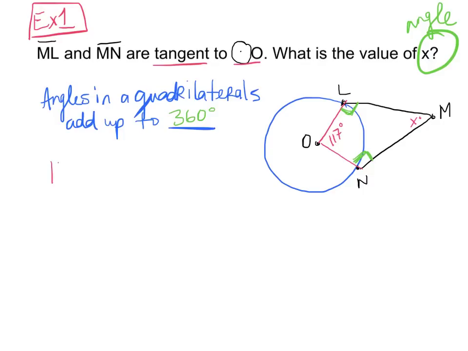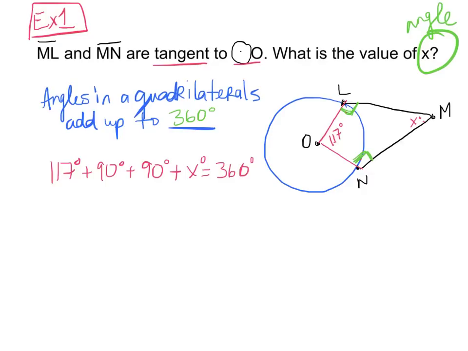Okay, so let's go ahead and do our calculations here. I've got one angle that's 117 degrees. I have a 90-degree angle. I have another 90-degree angle. And I have, oh, I forgot one. I forgot my x. And I have my x degree angle. So I've got 1, 2, 3, 4 angles, and they should add up to 360 degrees.